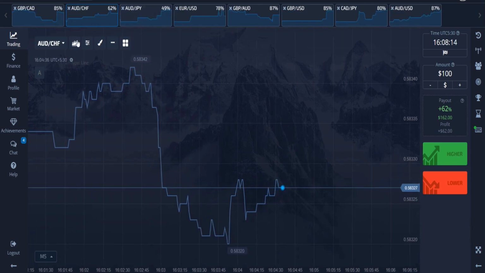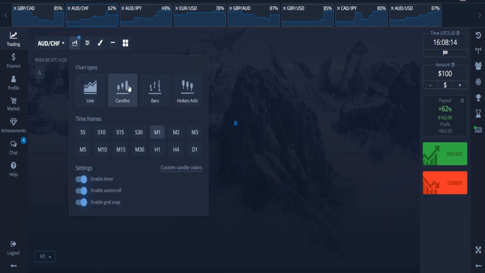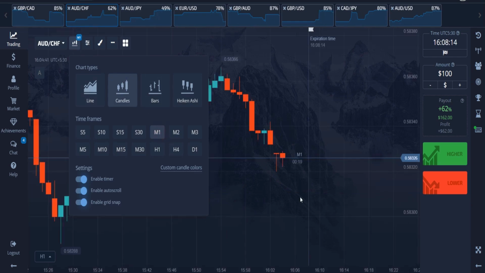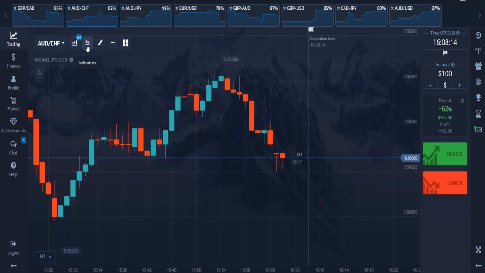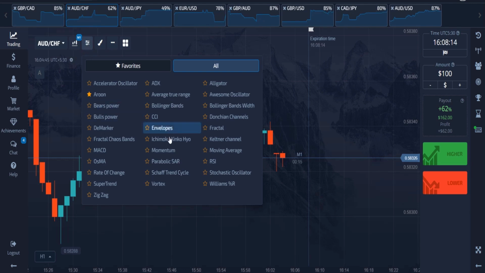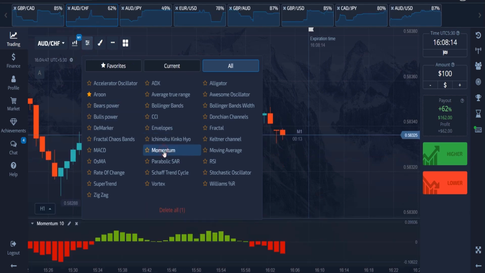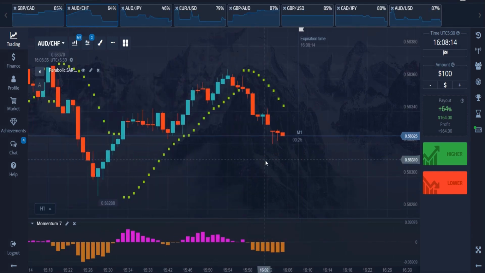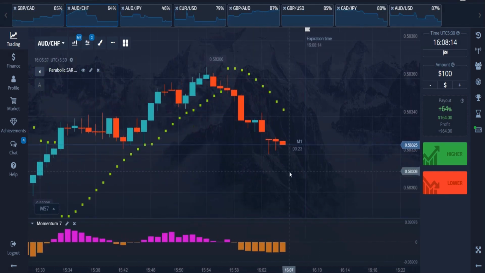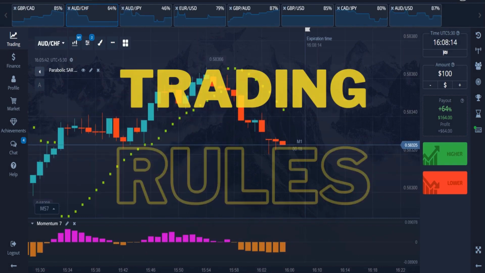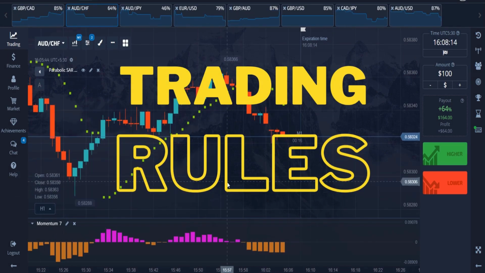All right, for this strategy, here's what you need to do. Select a 1-minute candle time frame. For this strategy, we'll use two indicators, Momentum Indicator and Parabolic SAR Indicator. But wait, to make this strategy super effective, you'll need to fine-tune the indicator settings. Don't worry, I'll reveal those exact settings later in the video, so stick around. Now, let's talk about the trading rules step by step.